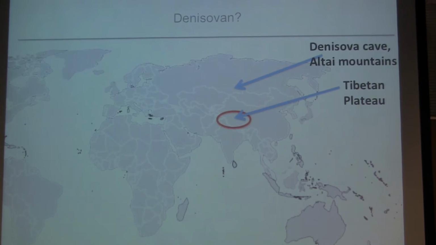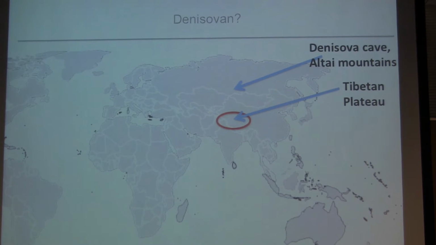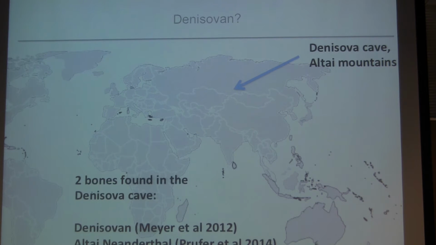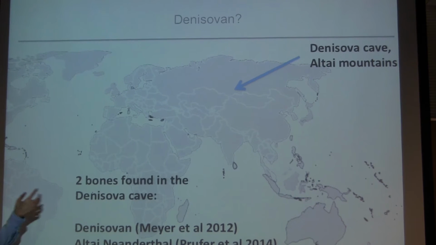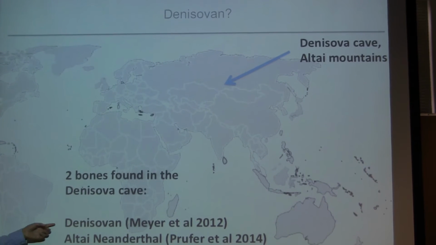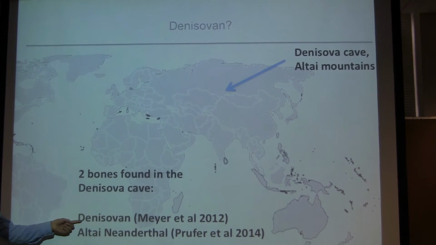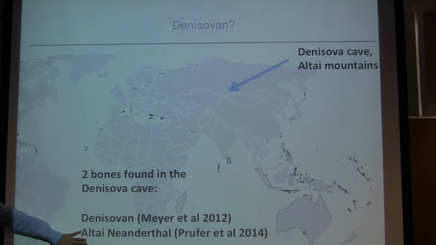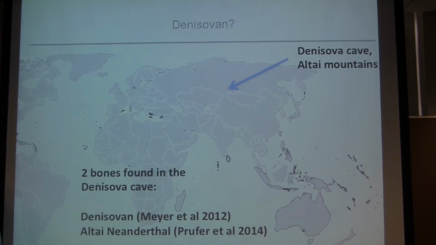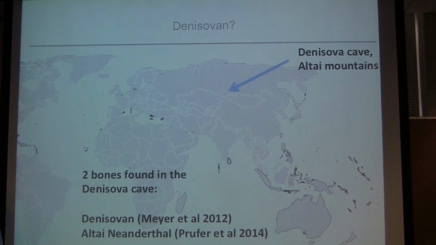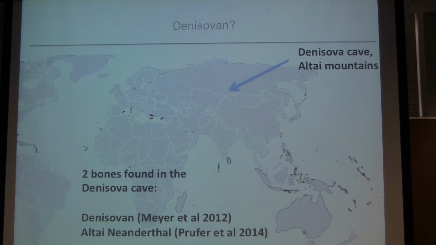And I'm just wondering where the Tibetan plateau is for perspective. And so I knew that there were 2 bones found in the Denisova cave, and one of them was from a Denisovan, and that was published in 2012. And the other one was what they called the Altai Neanderthal. They couldn't call it Denisovan Neanderthal, so they called it the Altai Neanderthal. And the only thing I had heard about the Denisovan was that the population that had some Denisovan ancestry were the Papuans.